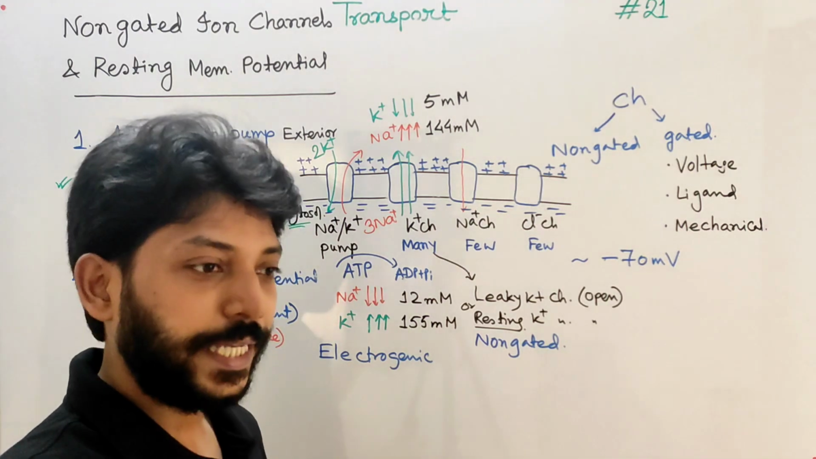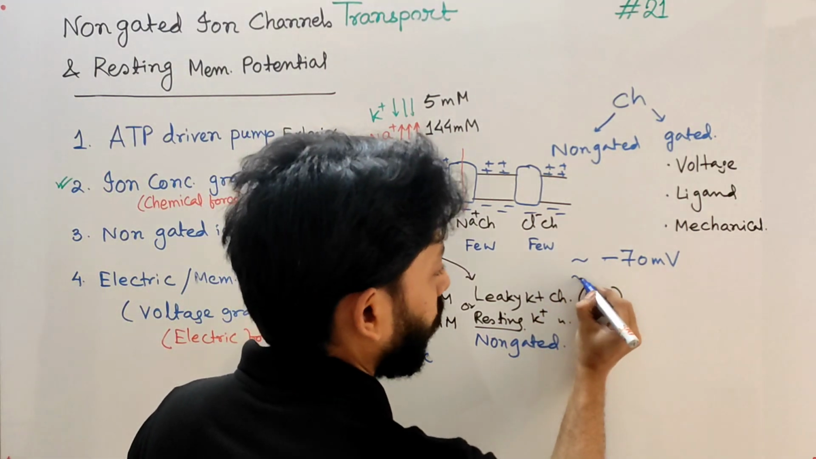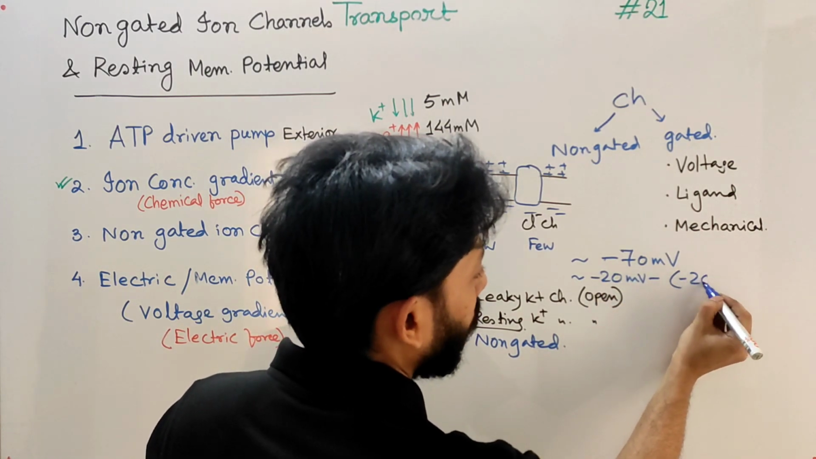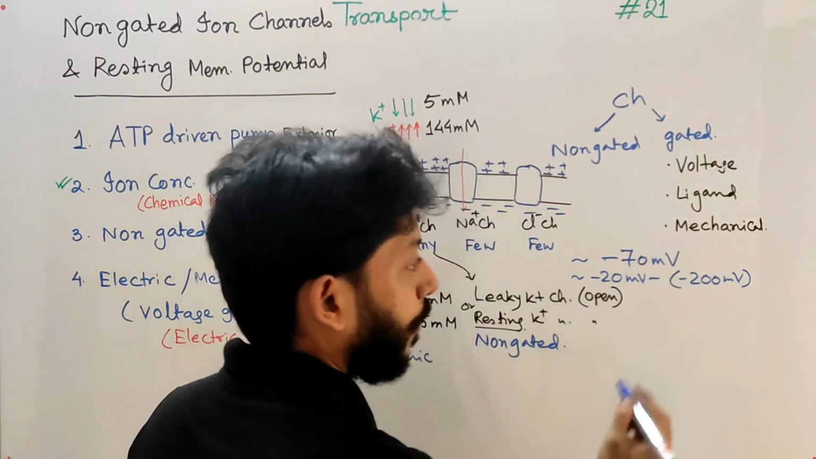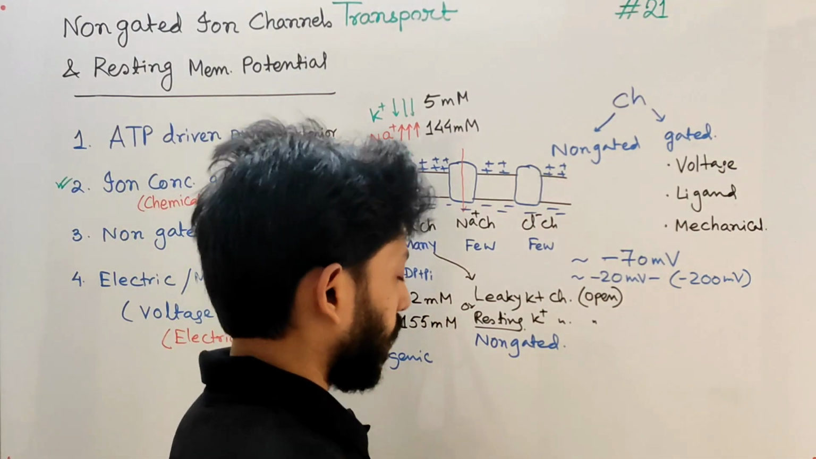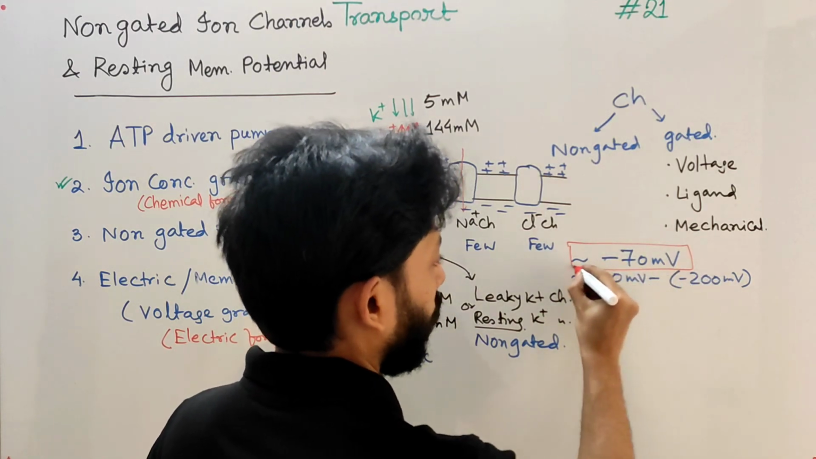But obviously they have observed that this resting membrane potential can vary from minus 20 millivolt to minus 200 millivolt also, and that depends on the cell type and the organism. But generally it is minus 70 millivolt. Remember, this is the resting membrane potential.